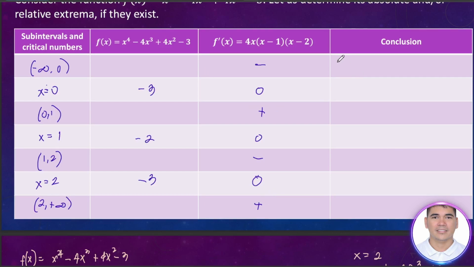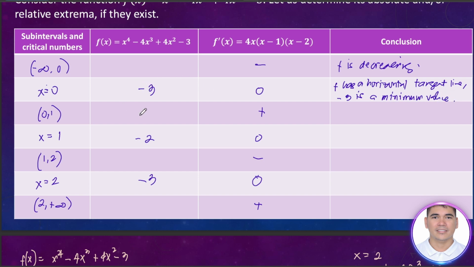So since this is negative, our f is decreasing. Here we have 0, so f has a horizontal tangent line, and negative 3 is a minimum value. So sir, why is it a minimum value? So we have negative 3 and negative 2. Negative 2 is greater than negative 3. So we have negative 3 as our minimum value.